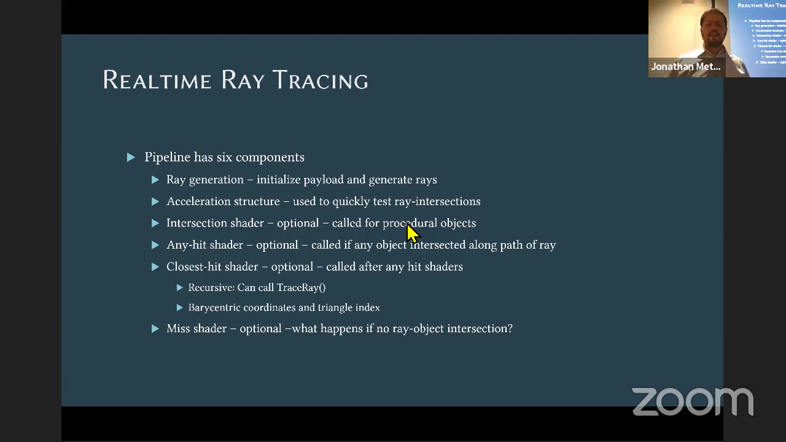An any-hit shader can be used if we intersect any object along the path of the ray. And when we get to the end of that, if we have a hit, then we can call the closest hit shader, which can recursively call trace ray and repeat the process. So if you're doing shadow rays or something. And if you're doing triangles, then we would want to get barycentric coordinates and a triangle index. So we're going to talk about barycentric coordinates today. And if we miss completely, then we want to use a miss shader to decide how we're going to shade that pixel.